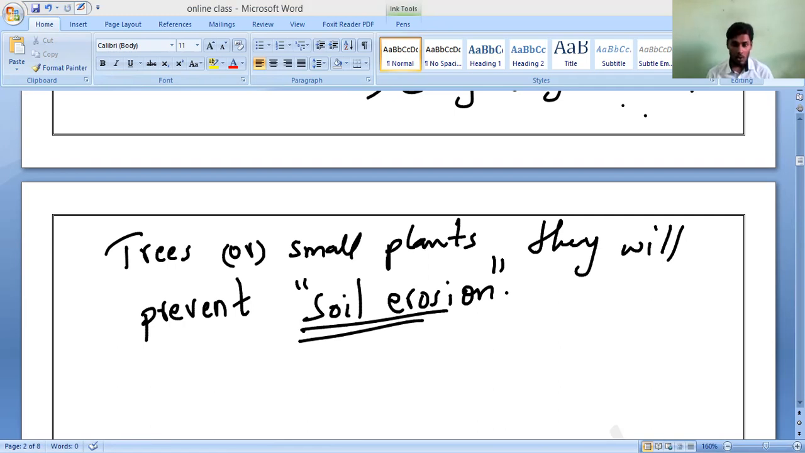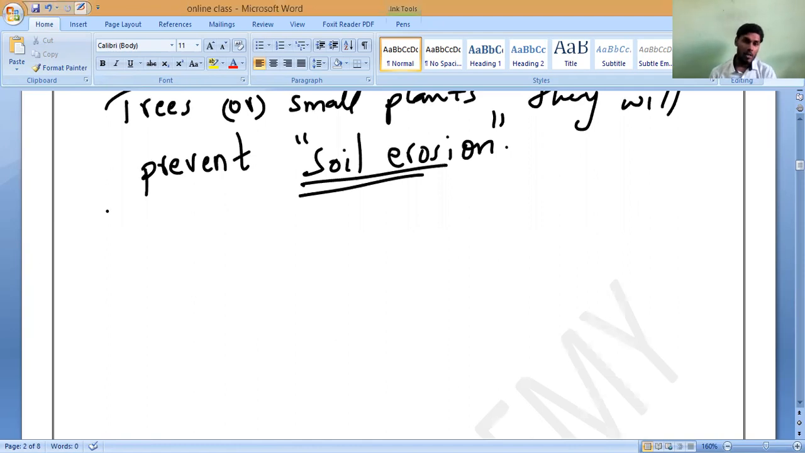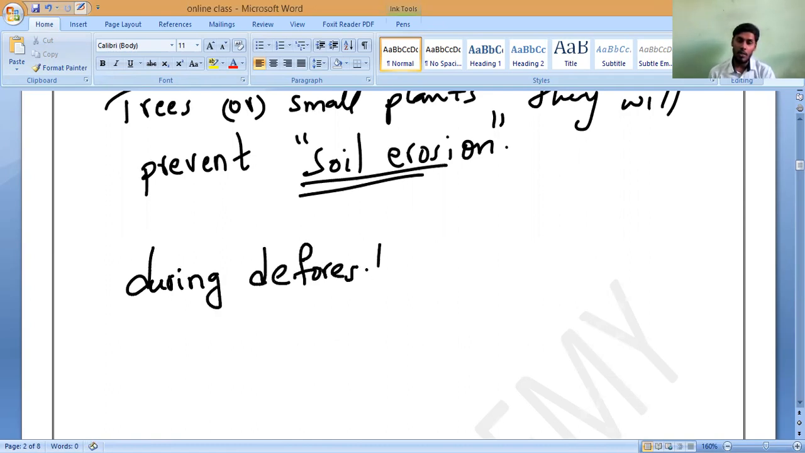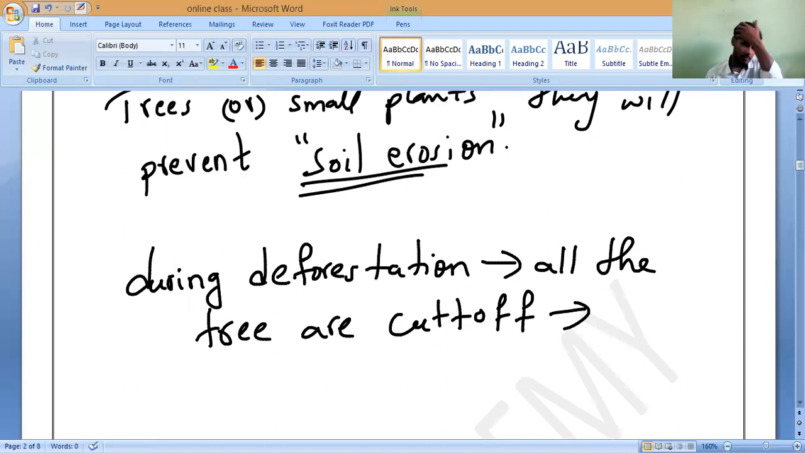So what is happening when the forest trees are cut down during deforestation? What will happen? You tell me. During deforestation, what are we doing? Sir, we will cut down trees. All the trees are cut off. So what will happen, Johan? Sir, soil erosion, shortage of food, and global warming.